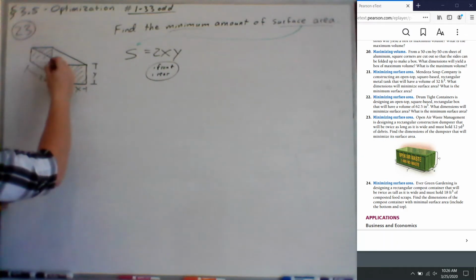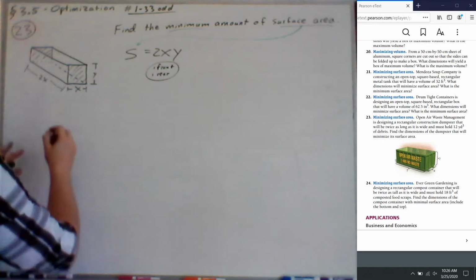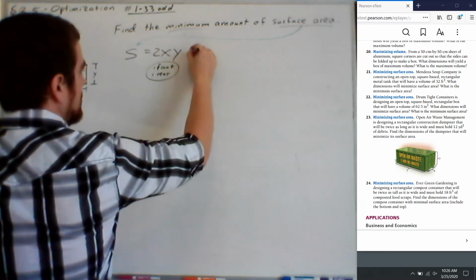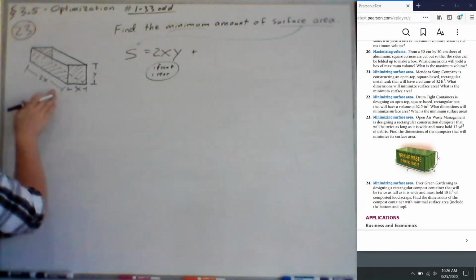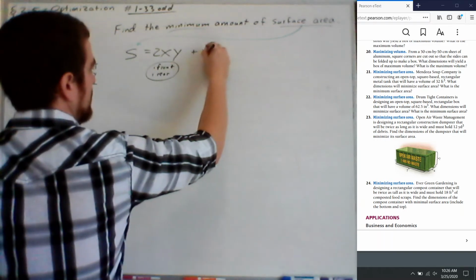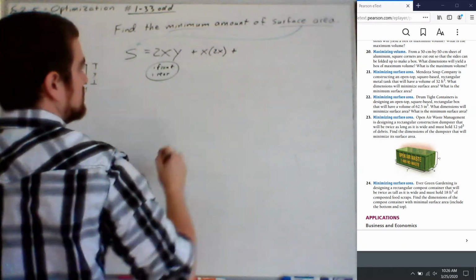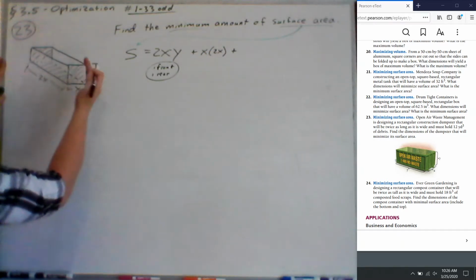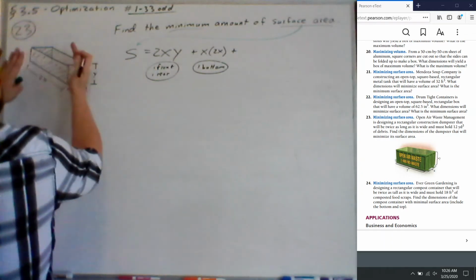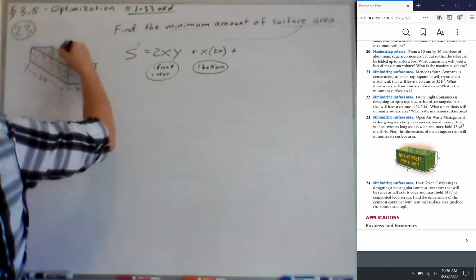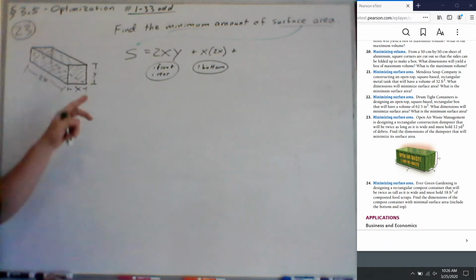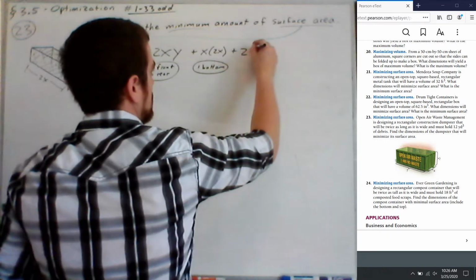Now I also need to find the bottom, right? There's a bottom to this dumpster or container. So I need to add that surface area on. That'll be x by 2x, right? The width by the length gives me the bottom surface area, x times 2x. I also need to find the two sides, right? So I've got one bottom. I need two more sides so I can complete this thing. So I need this side and this side, which will be 2x by a height of y. Right? Length is 2x, height is y. But I have two of them.